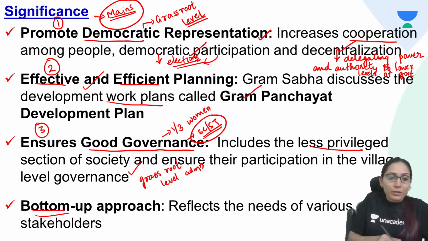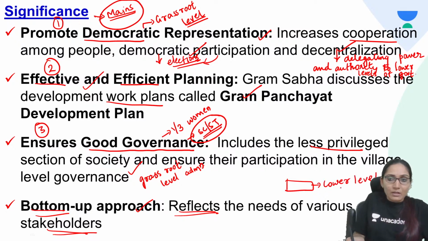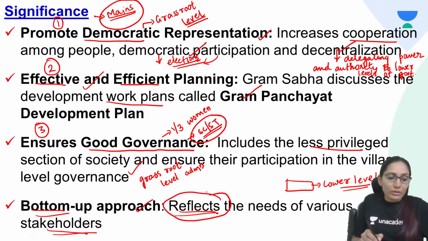Now, it's a bottom-up approach. The bottom-up approach reflects the needs of various stakeholders from the bottom level, from the lower level. Stakeholders means different participants. Okay.